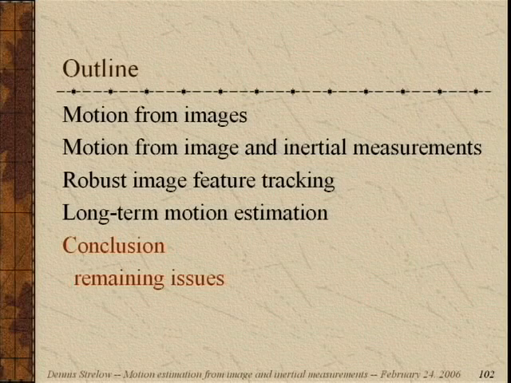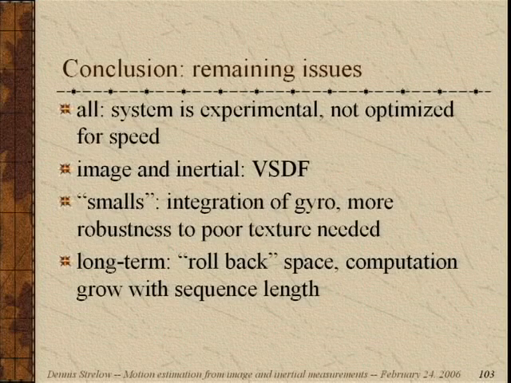Okay, so let me just conclude. This entire system was a lot of chunks, actually, when you think about the image-based estimation, the image and inertial estimation, the SLAM tracker, the rolling back. It's a pretty large code base, and it's all done in C++ by hand, so none of it's really optimized. For a real system like a MAV, you'd want to run this in real time, so you'd want to have an optimized system.